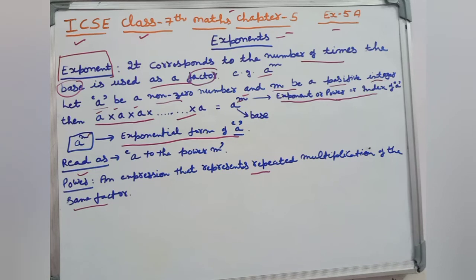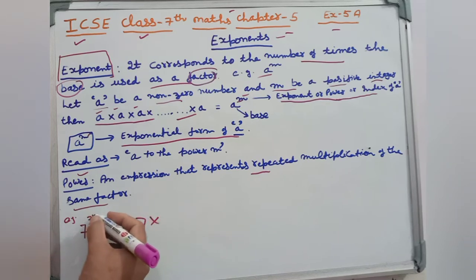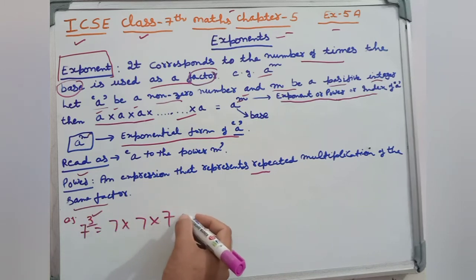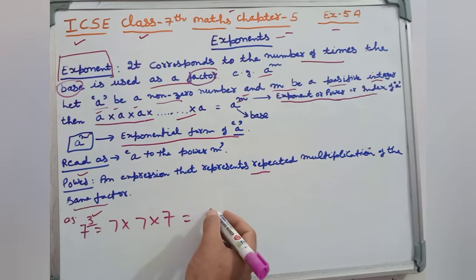If we want to take it in numerical form, I will write an example, suppose 7 raised to power 3. This means that 7 is multiplied 3 times. This power means 7 is multiplied 3 times. 7 7 is 49, 7 49s are 343, right?